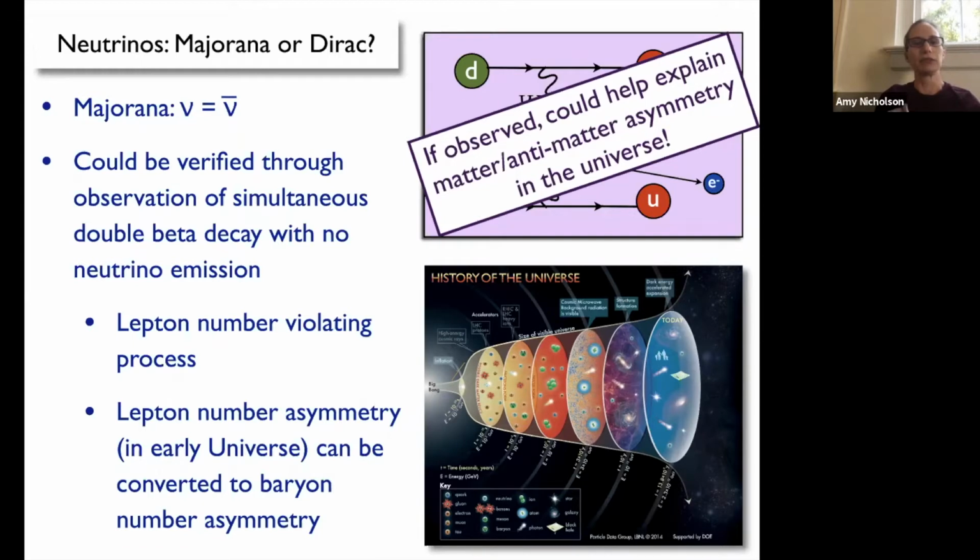Essentially, if you can show that this lepton number is violated, then that gives you a mechanism for producing a lepton number asymmetry in the early universe. And this can be converted to a matter asymmetry. So this could be a source of the generation of this matter-antimatter asymmetry that we are trying to understand. So this is why it's important. Not only do we learn about neutrinos, but we also might have a mechanism for this matter-antimatter asymmetry.